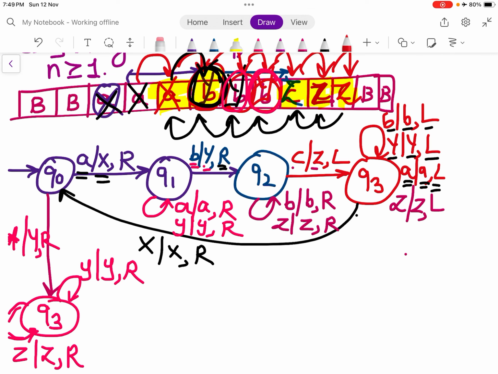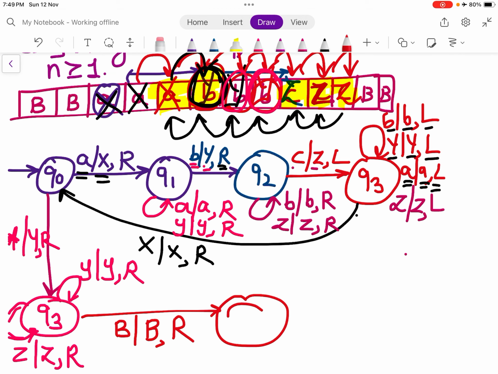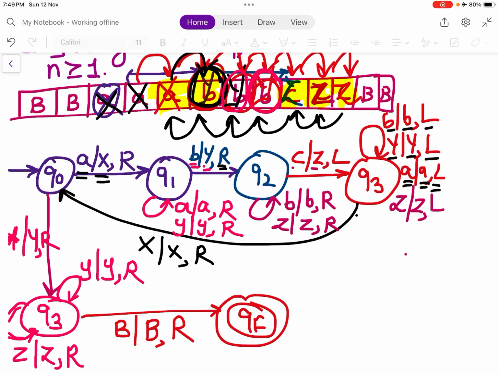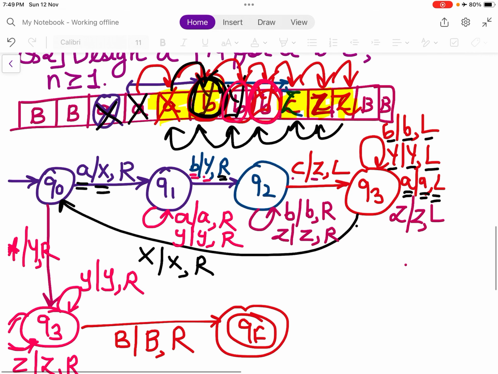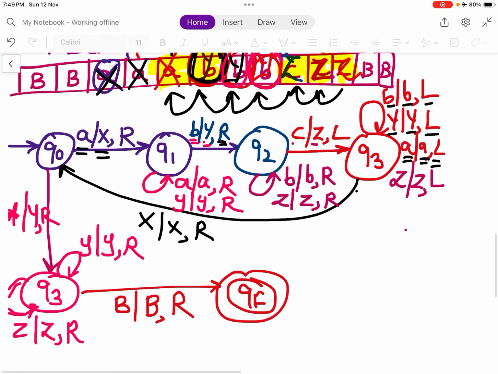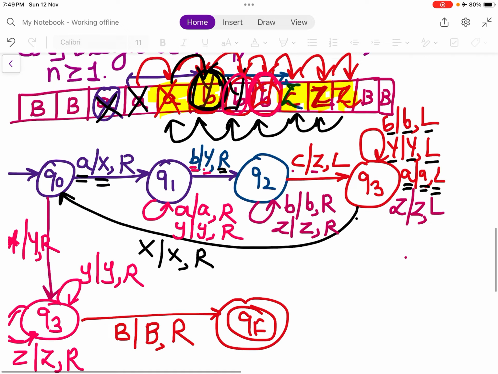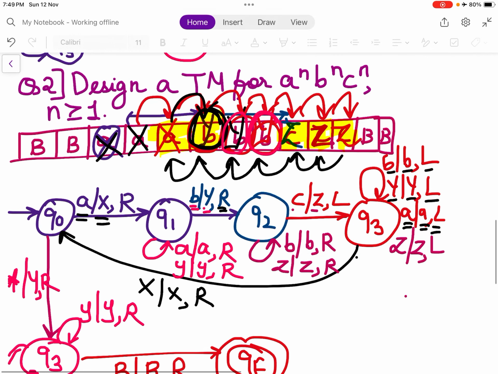After I move in the right direction, I see a blank character. Blank character will be kept as it is. Direction does not matter now because now we have reached the Q final state. So direction can be left also, it can be right also, because you have reached the Q final state. So this is how your Turing machine will work.